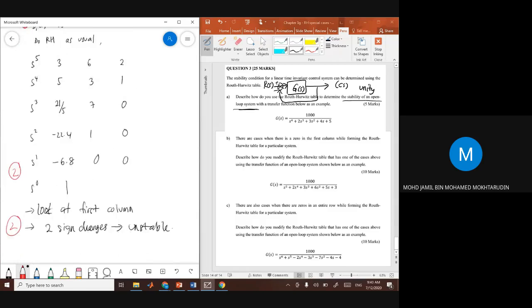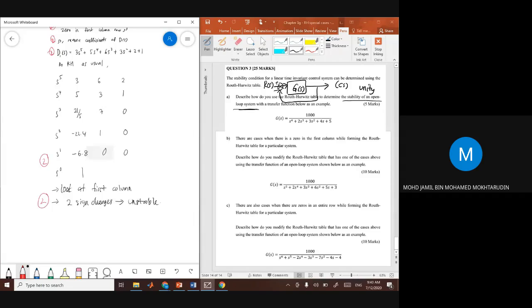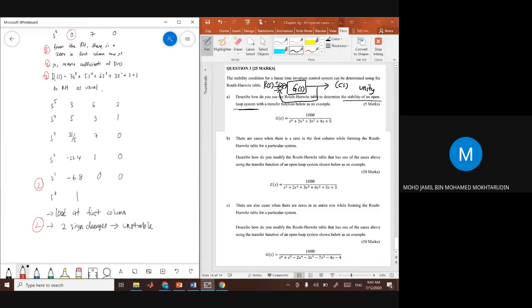Okay, yang penting kena cakap reverse coefficient. Reversekan coefficient and then do the Routh-Hurwitz table.